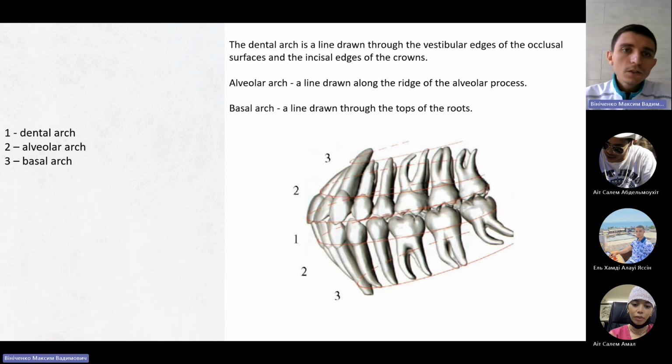The alveolar arch is a line drawn along the ridge of the alveolar process. The basal arch, number 3, is a line drawn through the tops of the roots. Here is the basal arch of the maxilla. Here is the basal arch of the mandible. Here are the alveolar arch of the maxilla and the alveolar arch of the mandible, and only one dental arch. It is important to know.